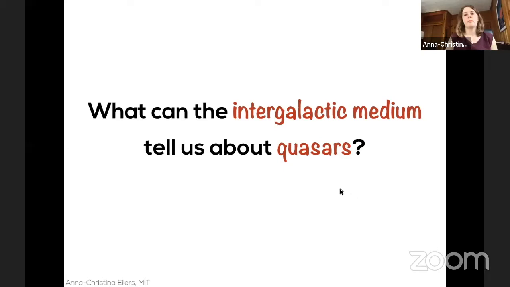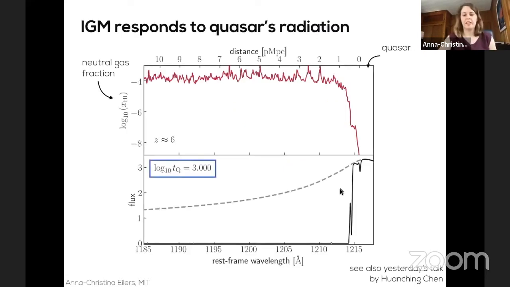And so this is a radiative transfer simulation post-processed on a cosmological simulation. In the top panel, neutral gas fraction of the IGM as a function of distance from the quasar. And in the bottom panel, it shows the spectrum of the quasar as we would observe it. So the gray dashed line is the continuum emission from the quasar, but this is at redshift 6. What we actually observe is this black line.